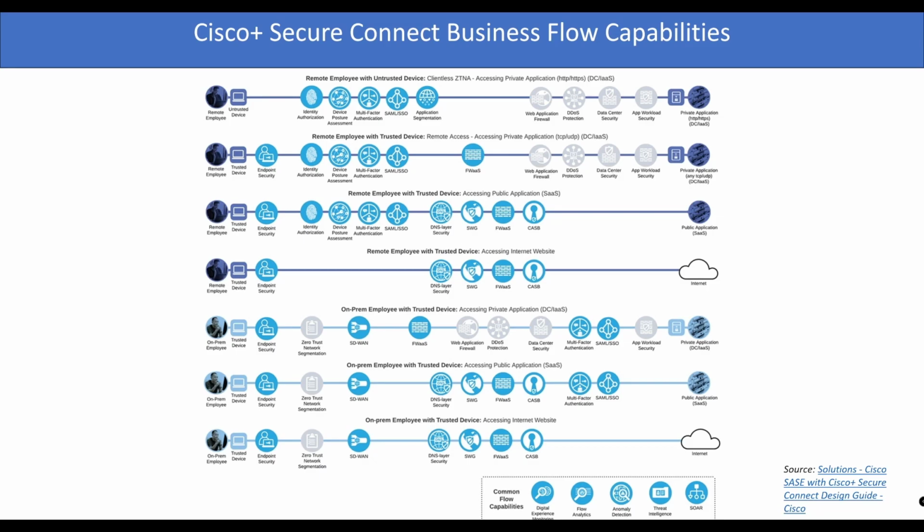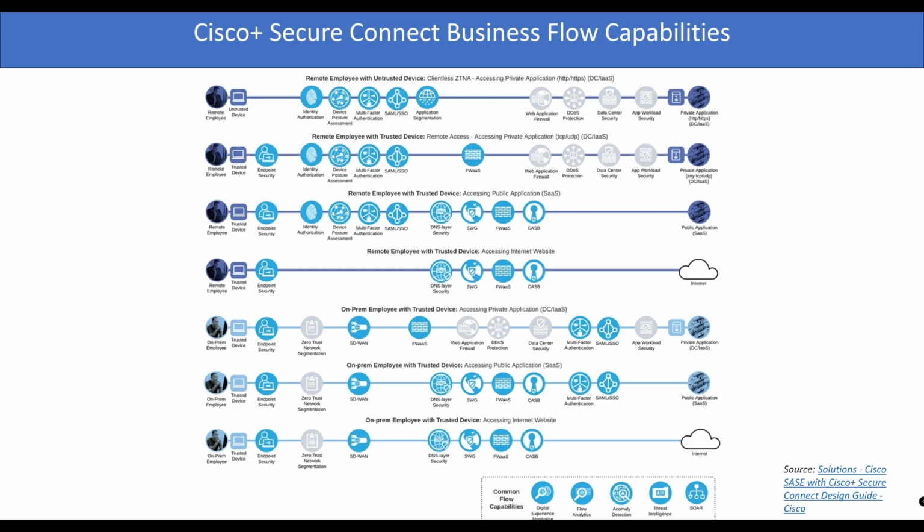And then for the internet part, so the remote employee with a trusted device accessing the internet, we've got the endpoint security, which comes into play from the second line anyway, from the second business flow. And then we also still maintain that DNS security, the SWG, the firewall as a service, and CASB as well.